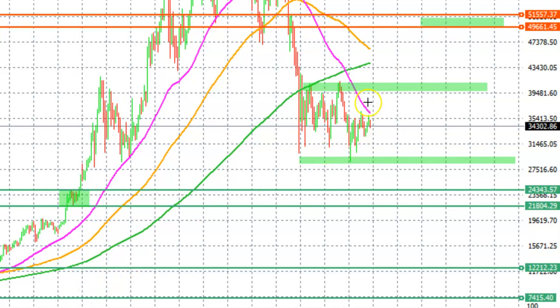So once again, to summarize, the price continues to consolidate between these two areas, and that is our support zone and our resistance zone being on the top.